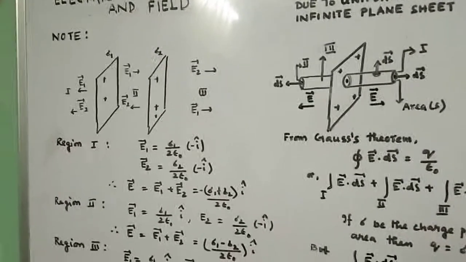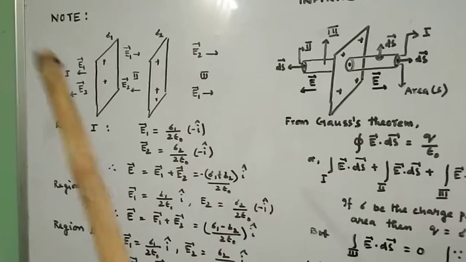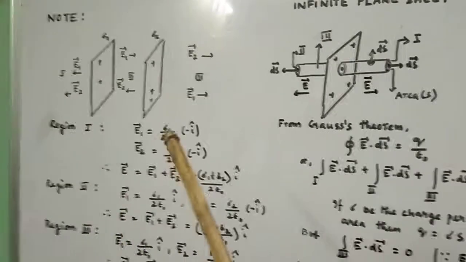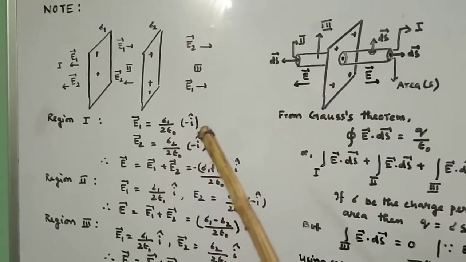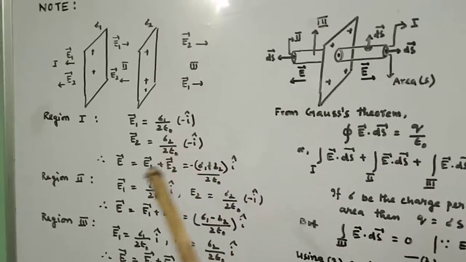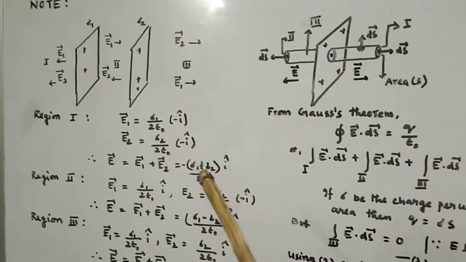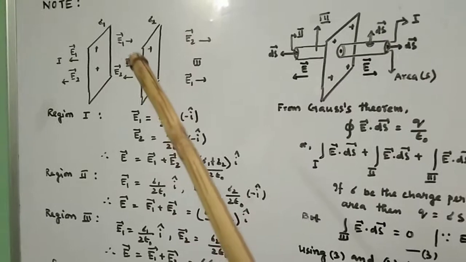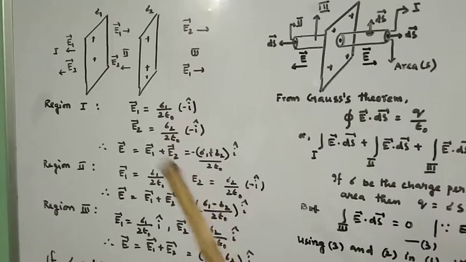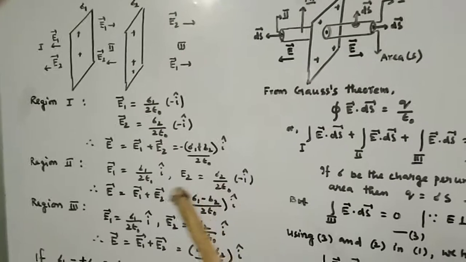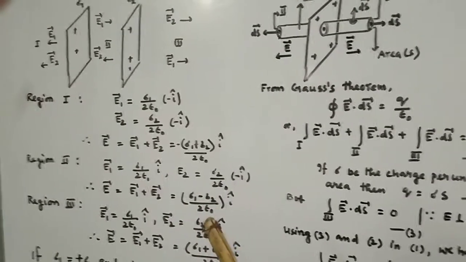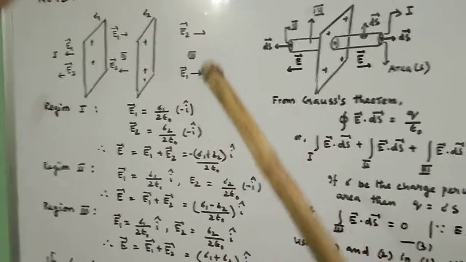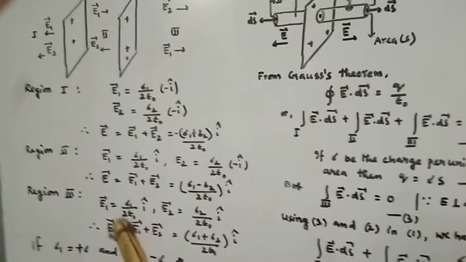Now in region 1 you see, E1 and E2 are in the negative x-axis, so negative i cap is the direction. So sigma 1 by 2 epsilon naught negative i cap. If you sum up the total field, it goes to sigma 1 plus sigma 2 by 2 epsilon naught i cap with the negative sign. In region 2, E1 is on this side, so it is positive i, and E2 is on this side, so it is negative i. If you sum it up, you will get sigma 1 minus sigma 2 by 2 epsilon naught i cap. Similarly, in region 3, E2 and E1 are both in positive i cap, because it is the positive x-axis.